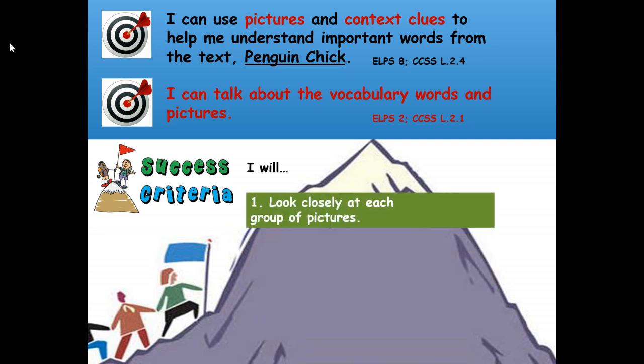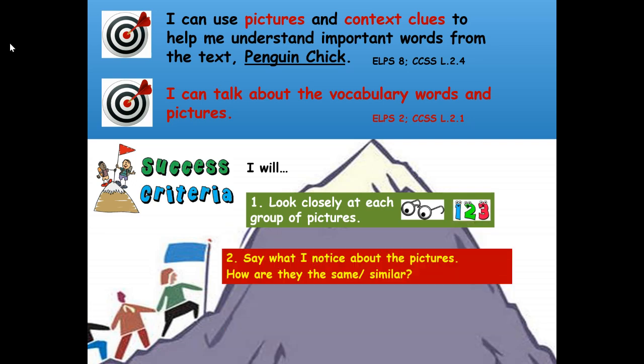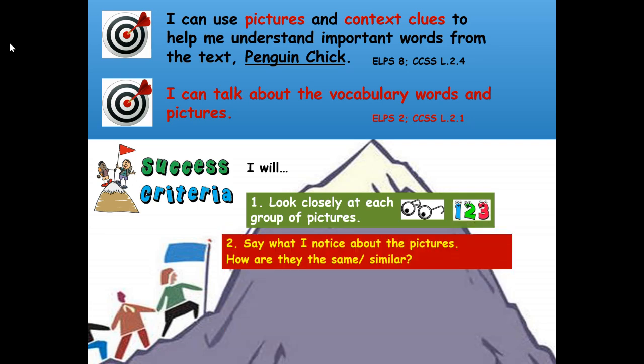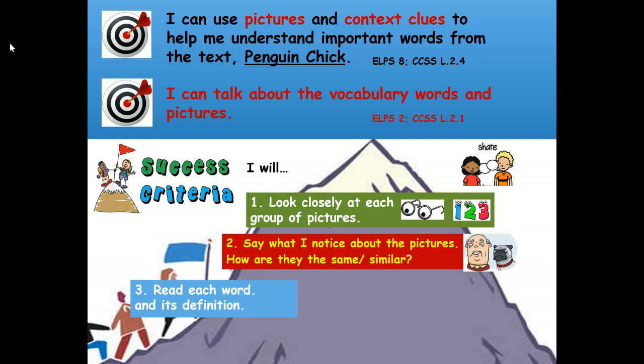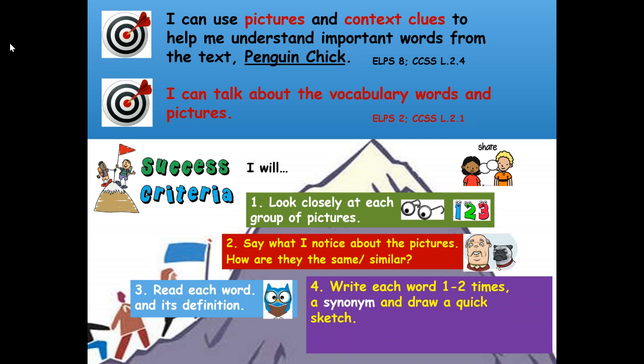I will. Number 1, look closely at each group of pictures. Number 2, I will say what I notice about the pictures. How are they the same or similar? 3, I will read each word and its definition. 4, I will write each word 1 to 2 times, a synonym, and draw a quick picture or sketch. So if you do these things, I can guarantee you will be successful at reaching your learning target.